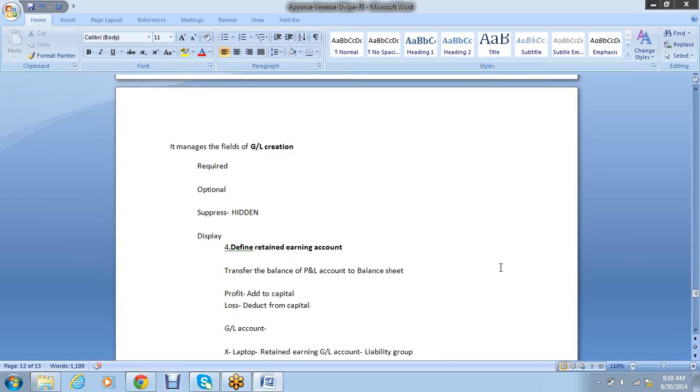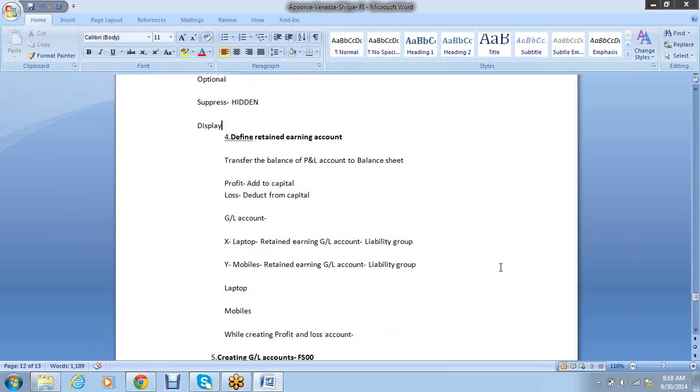Next configuration is defining the retained earnings account. This particular configuration helps to transfer the balance of profit and loss account to the balance sheet. Whenever I transfer the balance of profit and loss account, if it is profit, it will add to the capital. If it is a loss, it will be deducted from that capital.